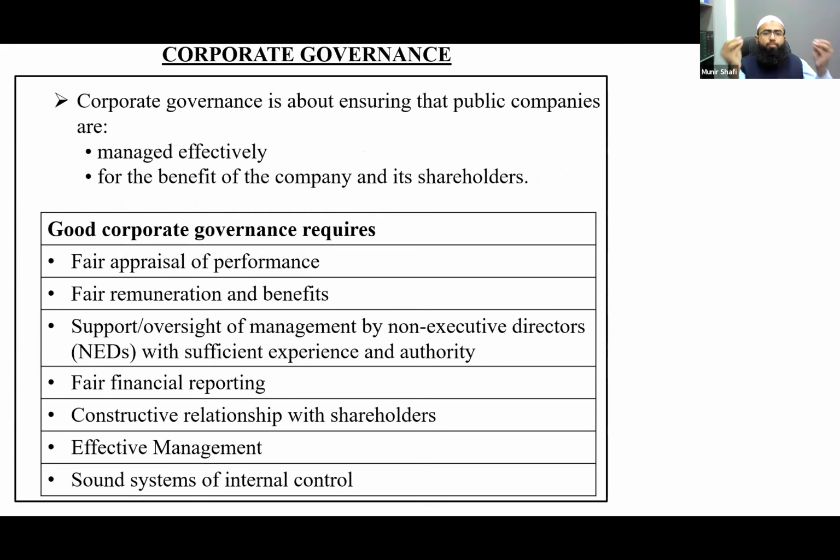Then we have corporate governance regulations. It varies from jurisdiction to jurisdiction, but the broad principle remains the same. Corporate governance is about ensuring that public companies are managed effectively for the benefit of the company and its shareholders. So corporate governance requirements in most jurisdictions, in fact in all jurisdictions, are applicable to listed companies and public interest entities. Okay.